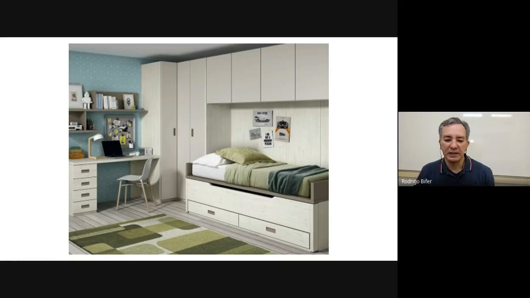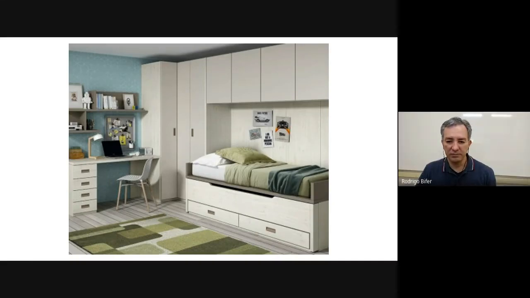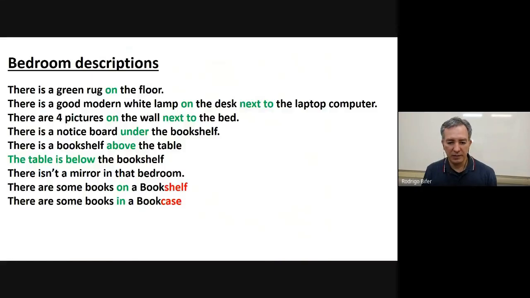Ok. There isn't a mirror in that bedroom. Yes, good sentence. Okay. There you go. So I'm going to repeat that sentence. So we have the sentence: There is a bookshelf above the table. The table is below the bookshelf. There isn't a mirror in that bedroom, okay? Or in the bedroom, in that bedroom is the same, when you're talking about that bedroom.